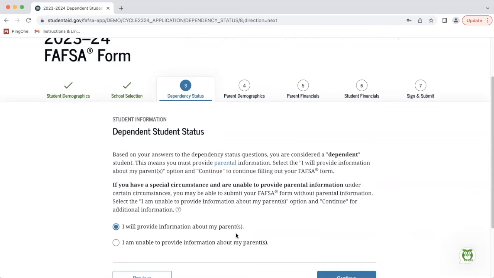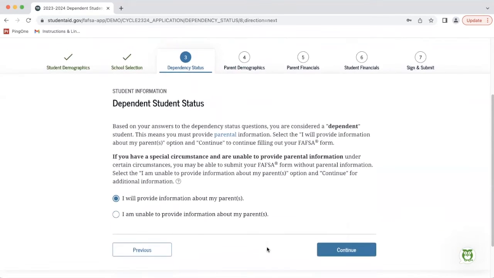I will provide information, or you can even select the option that I'm unable to provide parent information about my parents. One thing to note about this, when they say I am unable to provide parent information, they're not talking about not necessarily having the info readily available as you're completing the FAFSA. This would be more like a circumstance such as we're not sure the whereabouts of our parents. So we'll put, I will provide information.